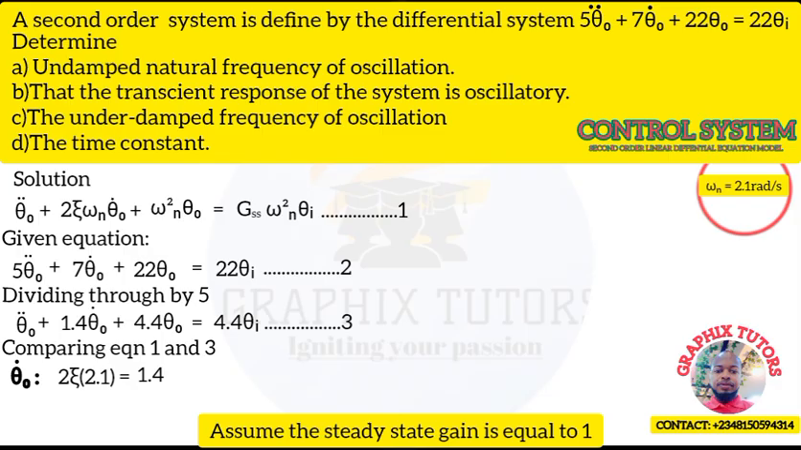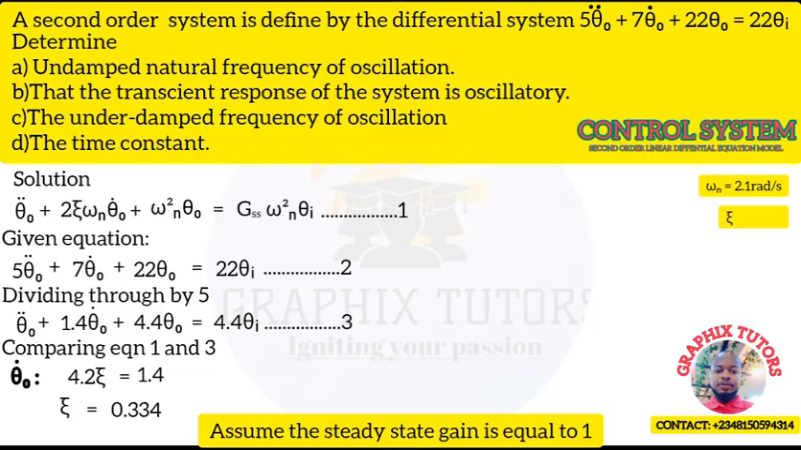And 2 times 2.1 will give us 4.2 multiplied by zeta equals 1.4. We divide both sides by 4.2, so our zeta will be equal to 1.4 all over 4.2. So zeta will be equal to 0.334, right?